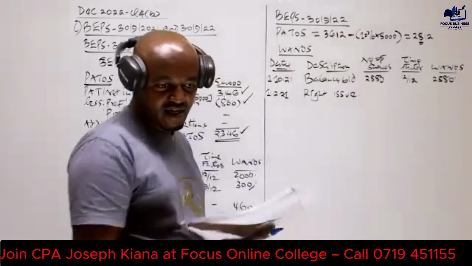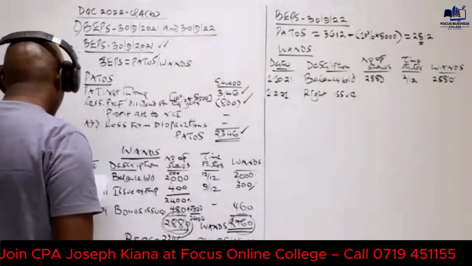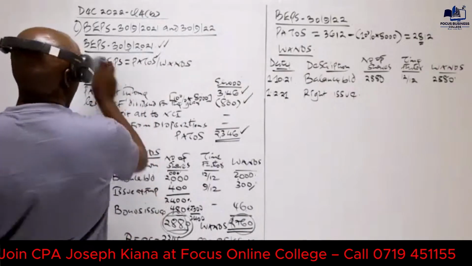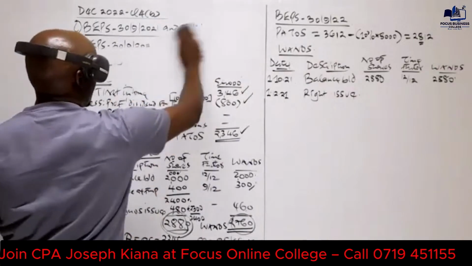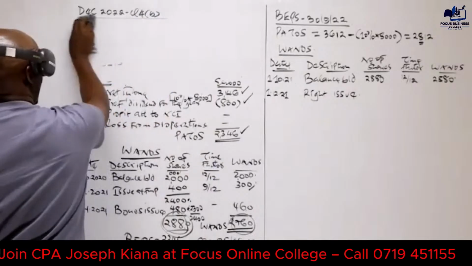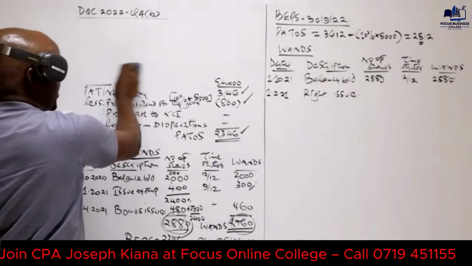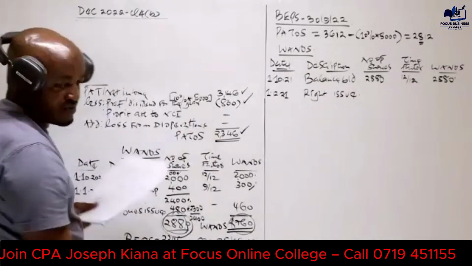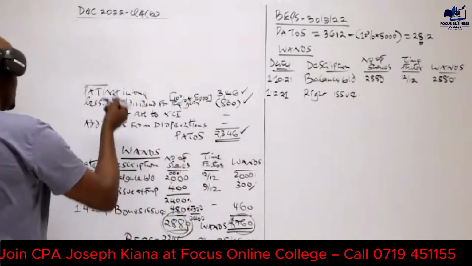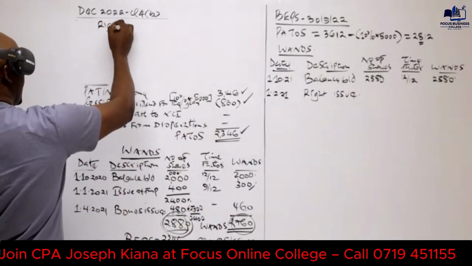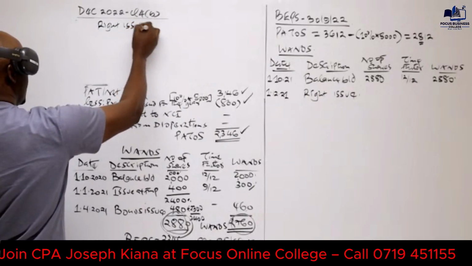Now remember, as far as the right issue is concerned, you need to compute two things always. Number one, you need to determine how many shares were issued during the right issue. Number two, you compute the theoretical right price. So let's start by computing how many shares were issued during this particular right issue.